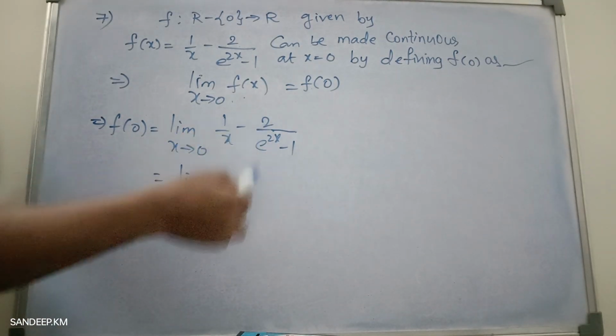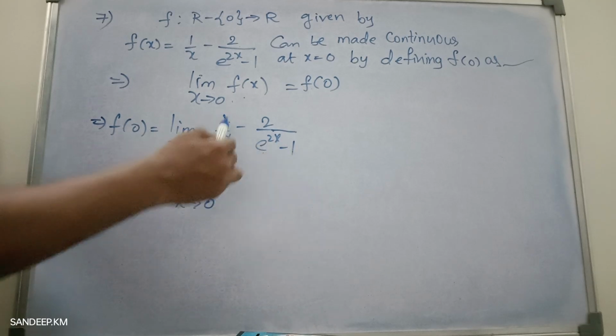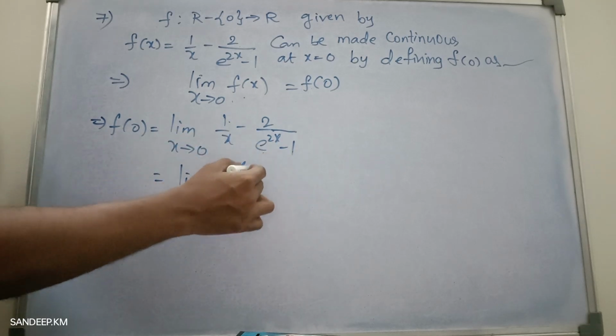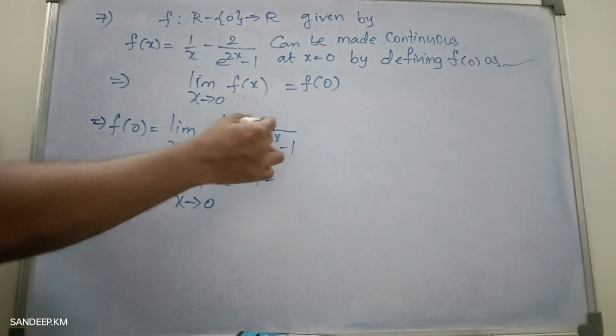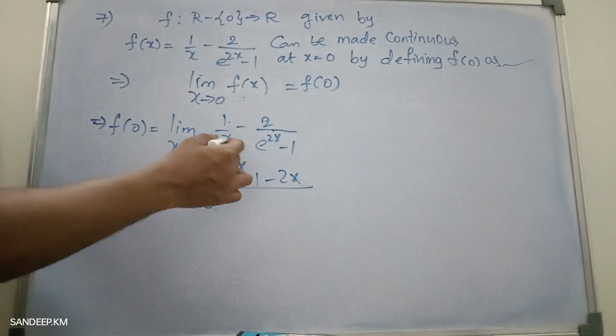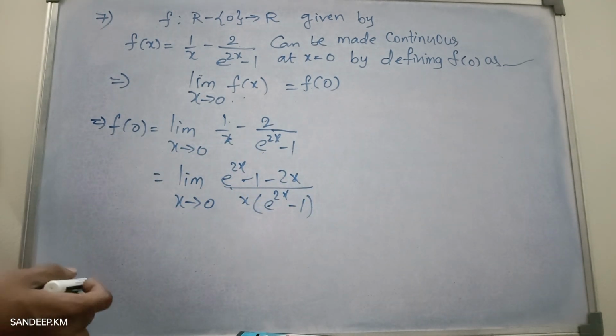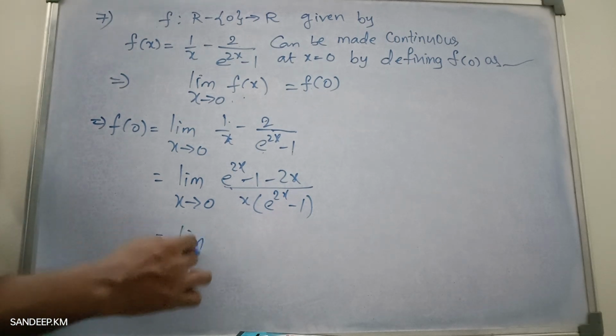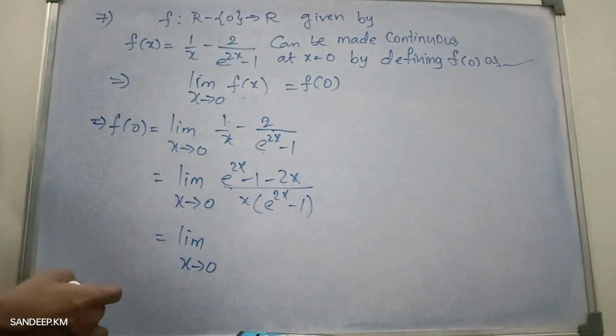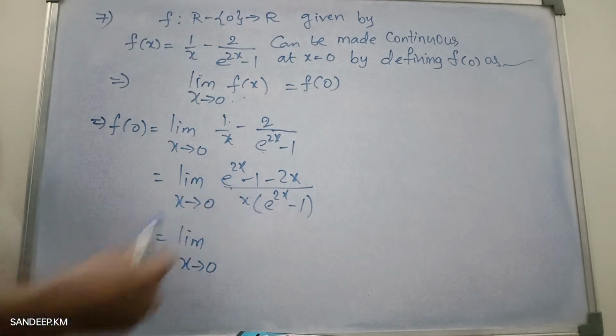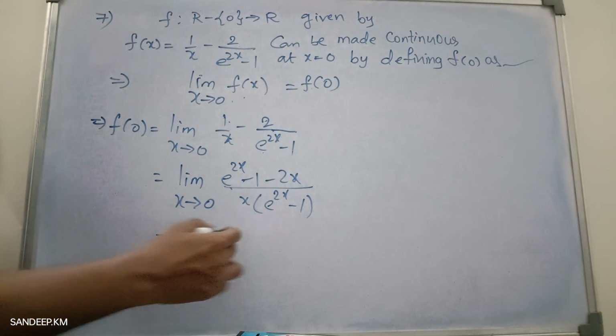By taking the common denominator, e power 2x minus 1 into 1 minus 2 into x is 2x, whole divided by x into e power 2x minus 1. Dear students, you can also use L'Hospital's rule, but let me choose expansions in the numerator. Only in the numerator I will choose the expansion.